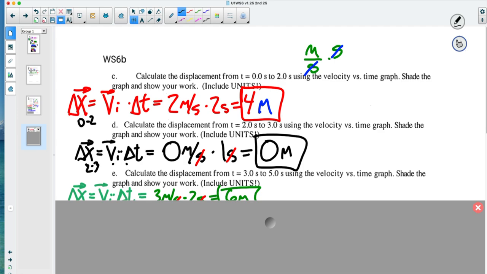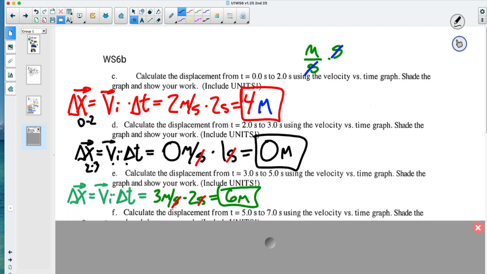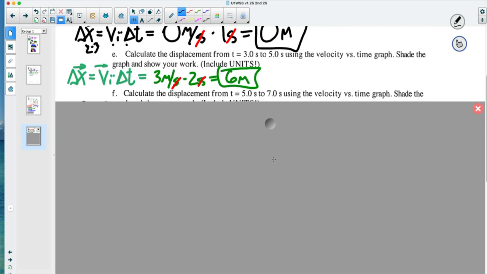Following that same process, we can find the displacement from 3 to 5 seconds.